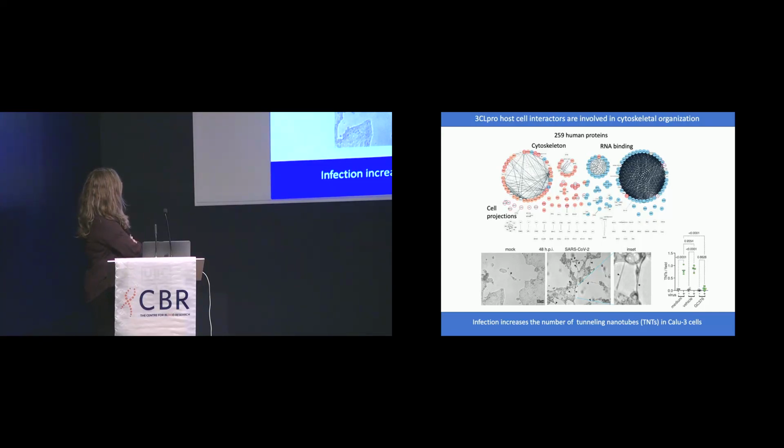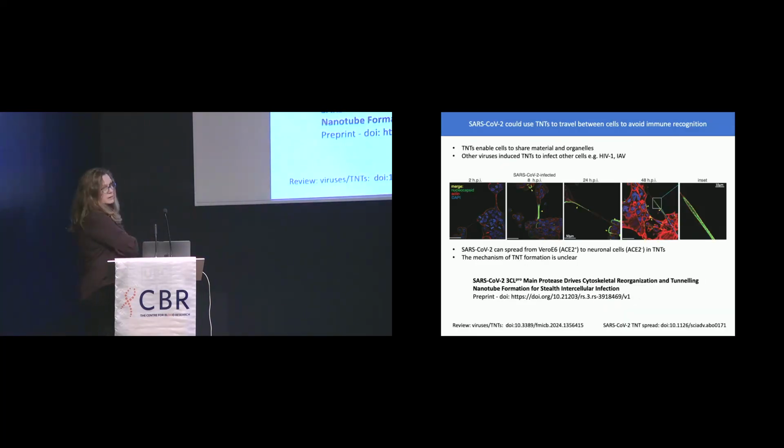In the graph on the right, you can see that in the infected cells, we got an increase in these, what we are now defining as tunneling nanotubes, or TNTs, with viral infection. If we used a 3CL-Pro inhibitor, we reduced the number of tunneling nanotubes. Tunneling nanotubes are known to be produced by cells, and they enable cells to transfer materials, including organelles as big as mitochondria.